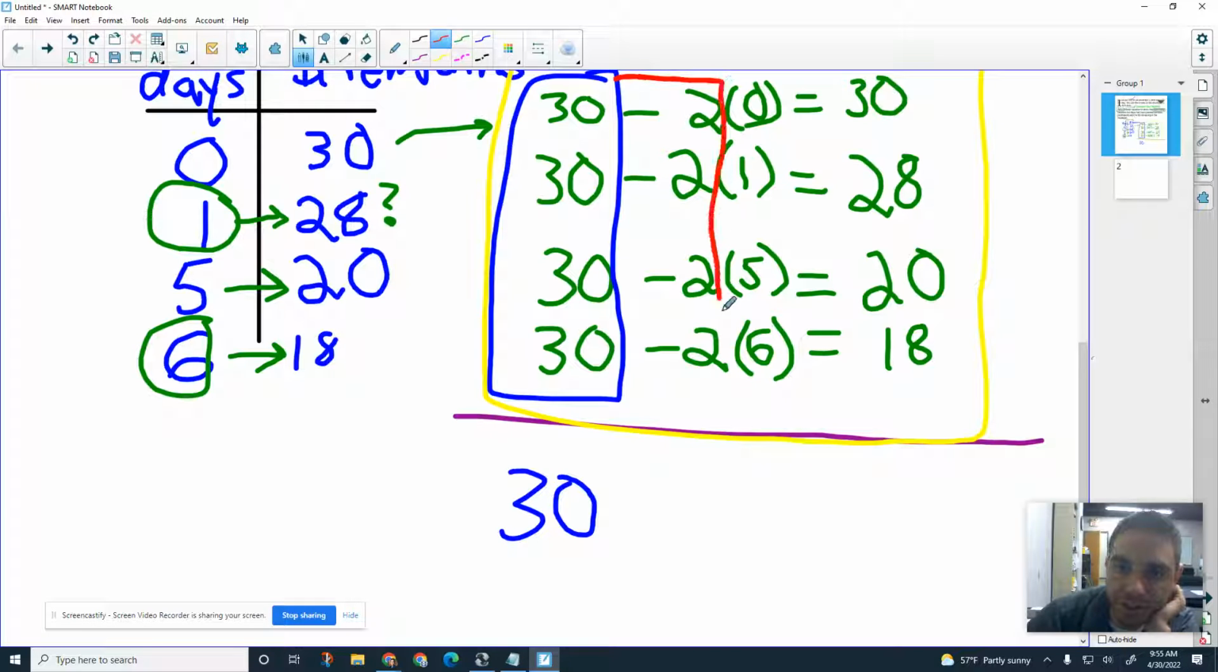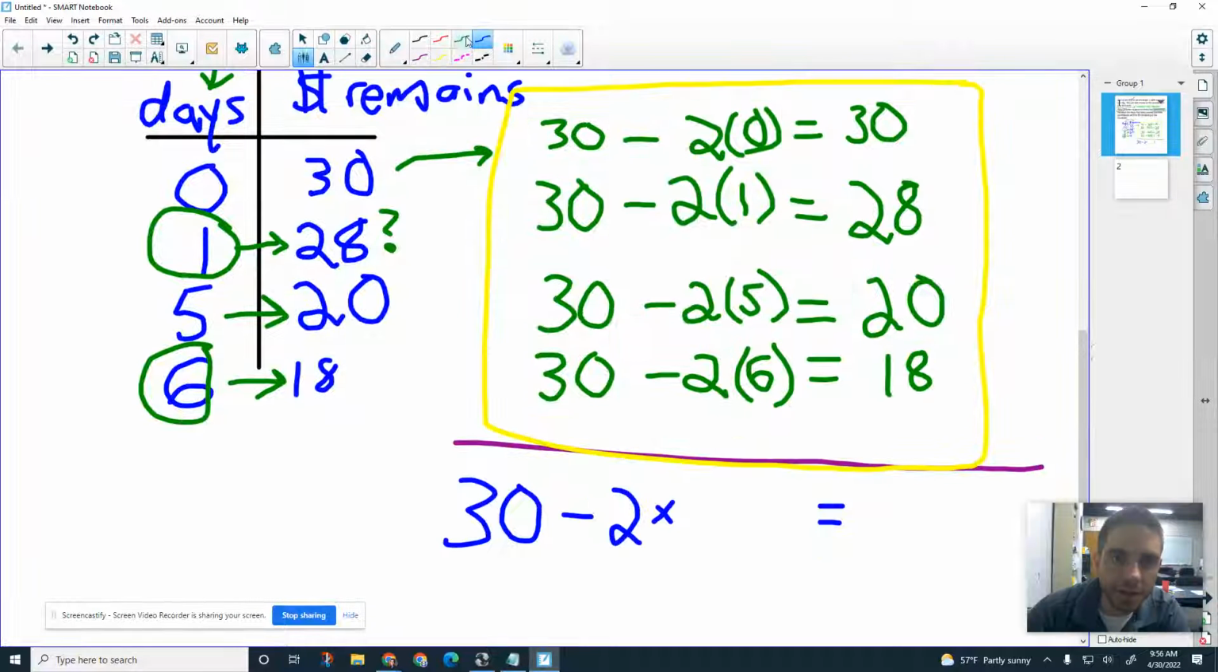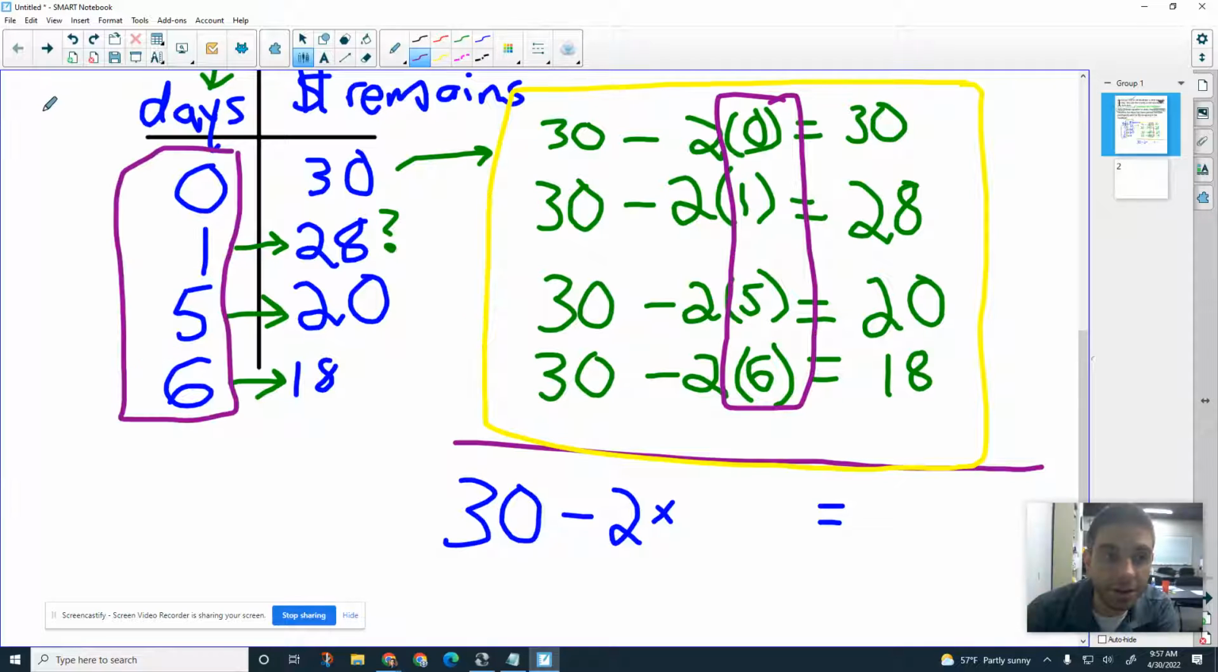But if we look specifically at just where it says minus 2 times something, so let's put that down. So minus 2. And then all of them also have an equal sign. The other numbers are numbers that change. So this 0, 1, 5, 6, those change, from equation to equation, from one to the next. But they all do have something in common. They all represent the number of days that have passed. In other words, how many lunches you've purchased.